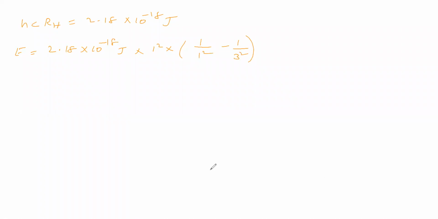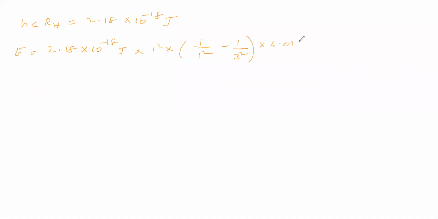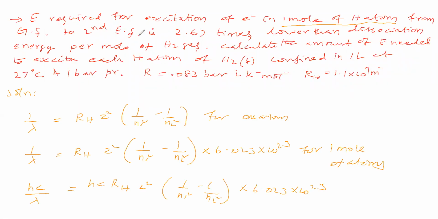So we substituted these values and multiplied by Avogadro number. We will simplify. We are getting the value 11.71 into 10 to the power of 5 joule per mole. It is for 1 mole of hydrogen atoms, the energy required we said. Next you see, this energy is 2.67 times lower than the dissociation energy.